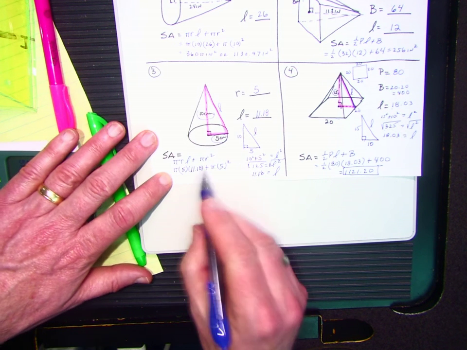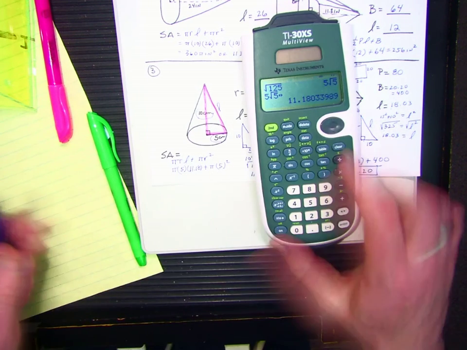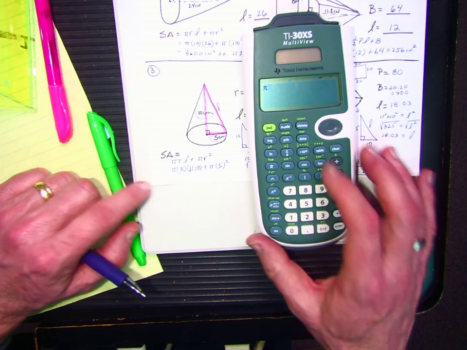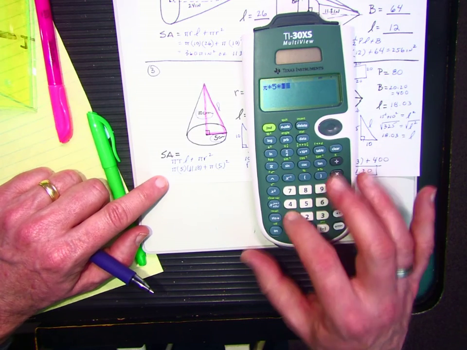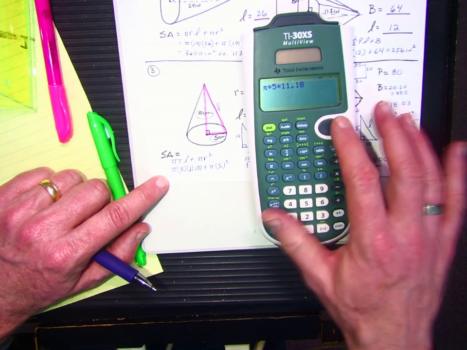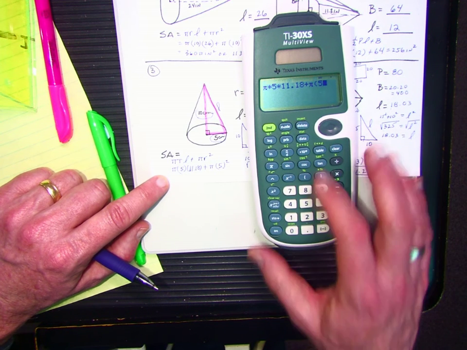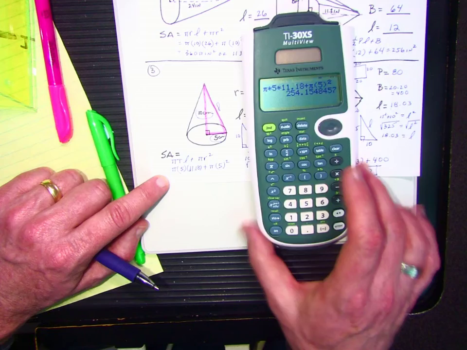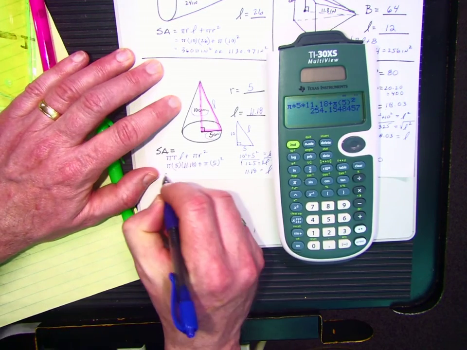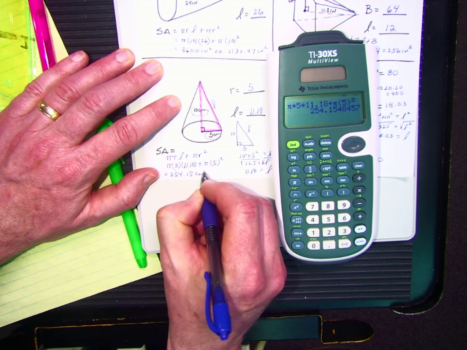Since I have a decimal in here, I'm going to go to decimal land for all this, because that's really what the calculator will give you. So if I do pi times 5 times 11.18, not 08, plus pi times 5 squared, or 25, that gives me 254.15, and that would be centimeters squared.